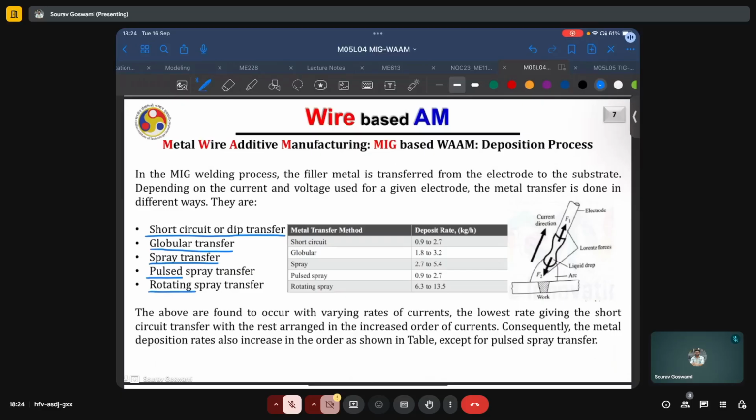And on the right here, we have this very useful table which lists the deposition rate that can be achieved via these different metal transfer methods. As you can see, it is arranged in ascending order. Short circuit transfer offers the least amount of deposition rate, typically between 0.9 to 2.7 kilograms per hour. And this gradually increases with globular and spray methods. In spray also, pulse spray tends to offer slightly lower deposition rates, whereas rotating spray can deposit material to the tune of as much as 13.5 kilograms per hour, which is really impressive.